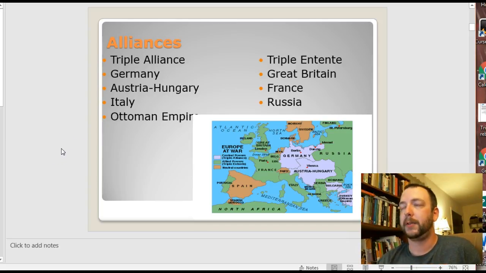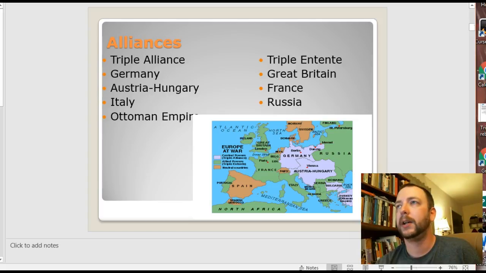On the other side, we have the Triple Entente, and remember that Entente is a French word, so it's the French who are involved in this alliance along with Great Britain and Russia. And mostly these are defensive alliances. These countries promise to protect each other if somebody else attacks one of them.